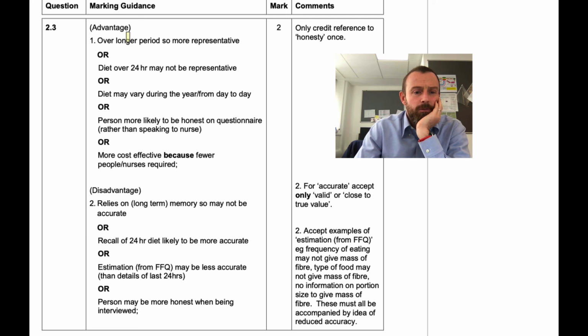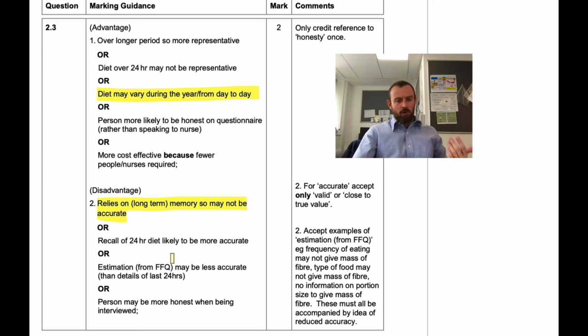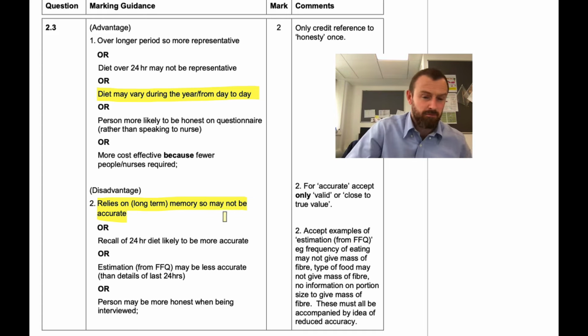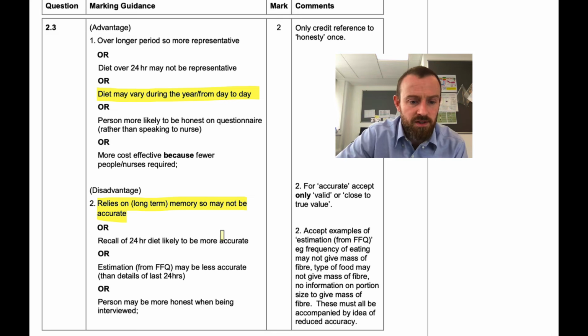So yeah, the fact that diet may vary during the day and therefore it's more representative over a longer period is basically all the same mark point here. And then the disadvantage relies on long-term memory, so may not be accurate. There's lots of other things you could have said. But that's what, recall of 24-hour diet likely to be more accurate. I can remember what I ate for lunch and what I ate for dinner last night. Beyond that, it's a bit blurry. So yeah, those are your possible answers.